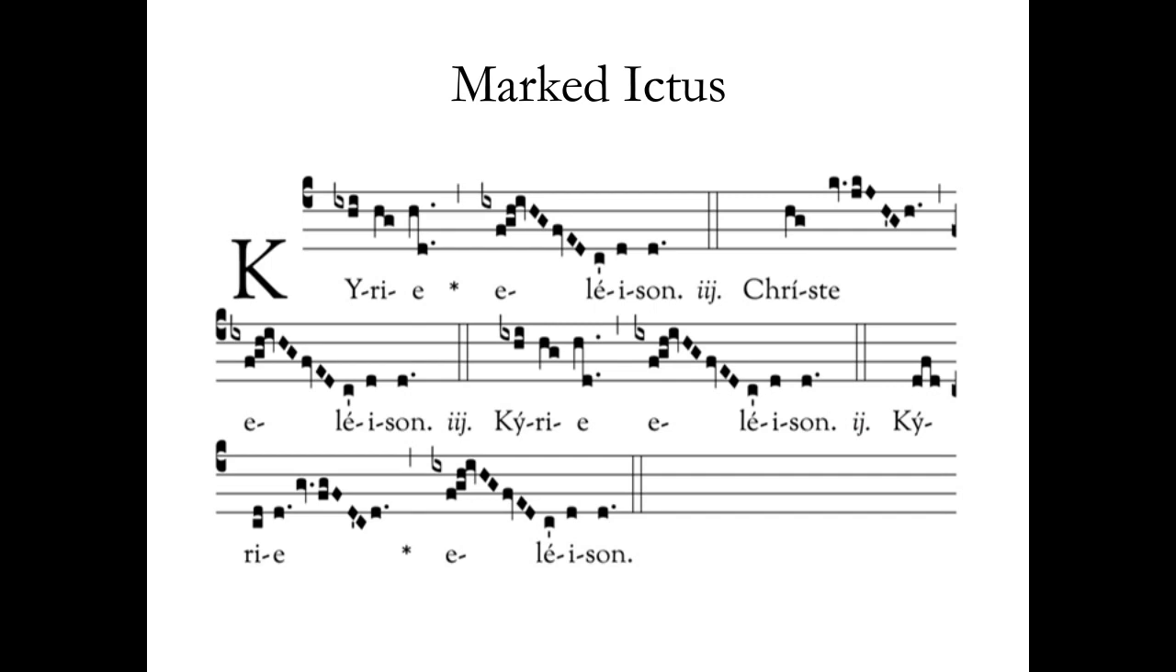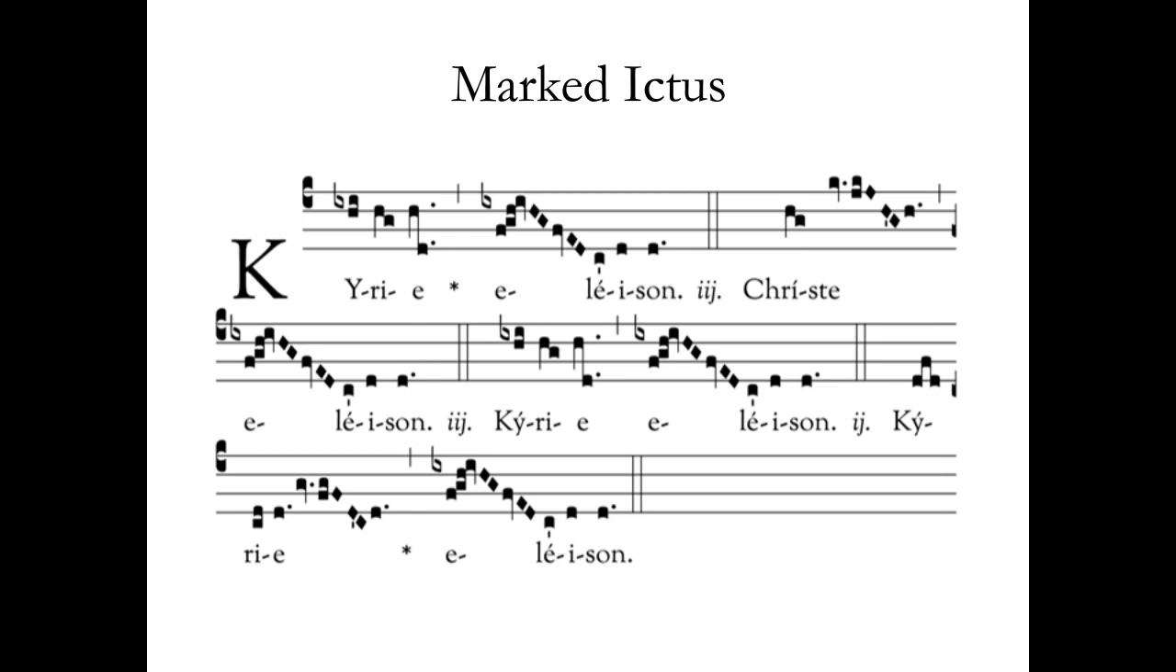There are two other spots where we have a marked ictus. Towards the end of line one, three notes from the end, underneath that diamond-shaped note. And on line three, again, under one of the diamond-shaped notes towards the beginning.